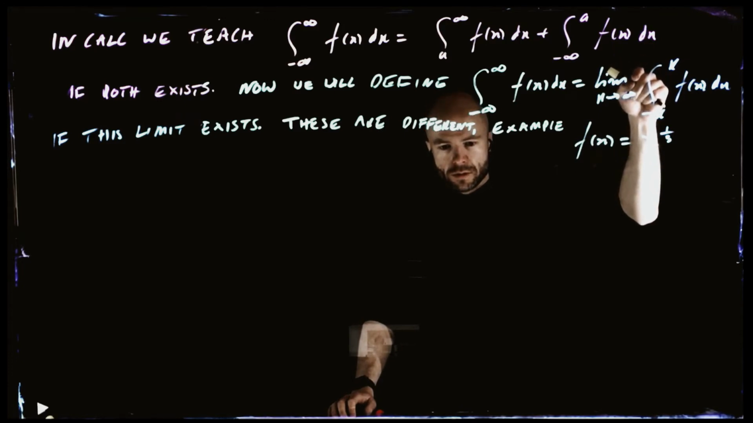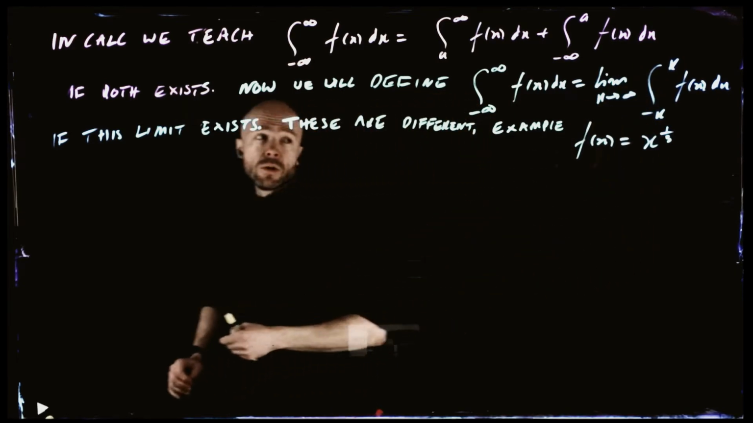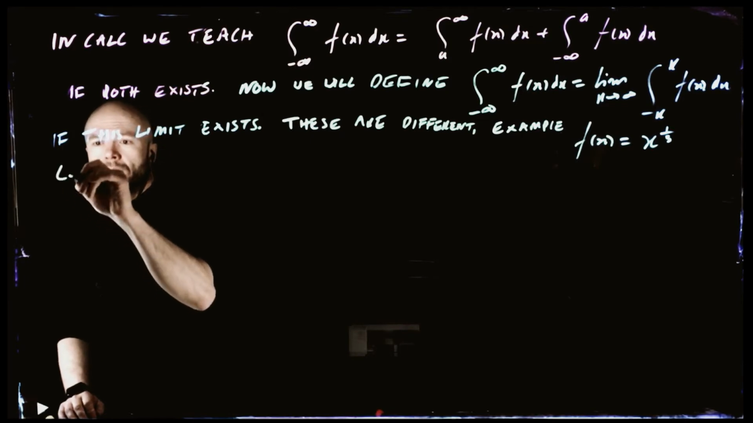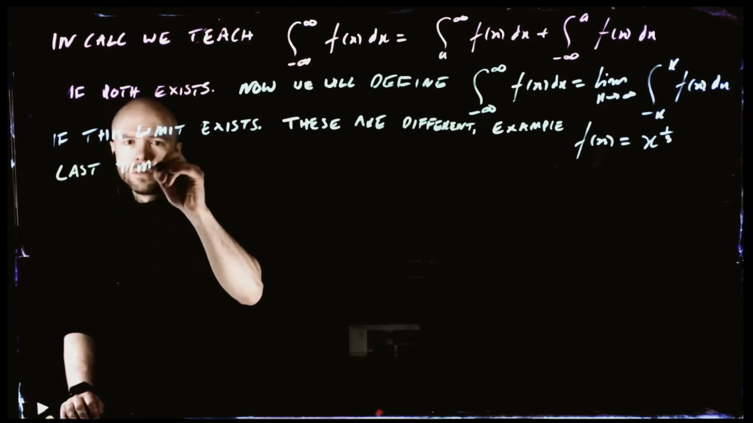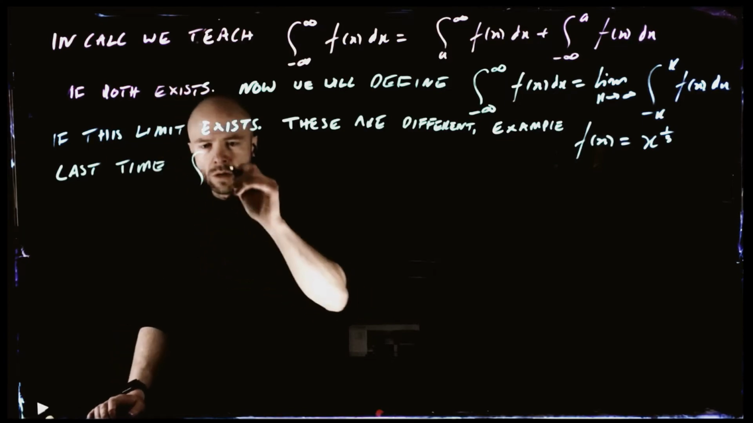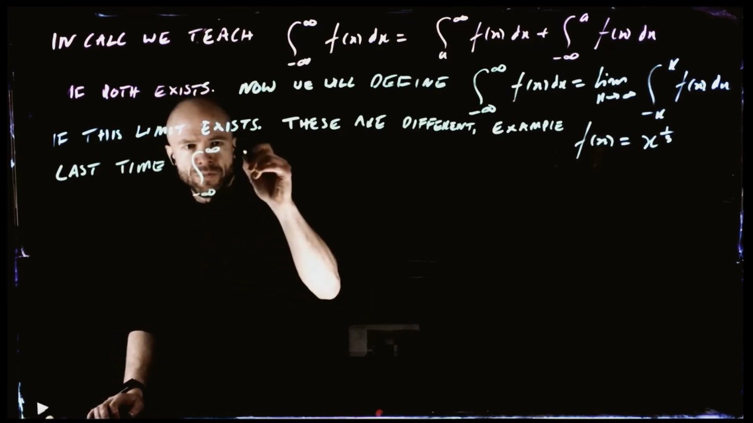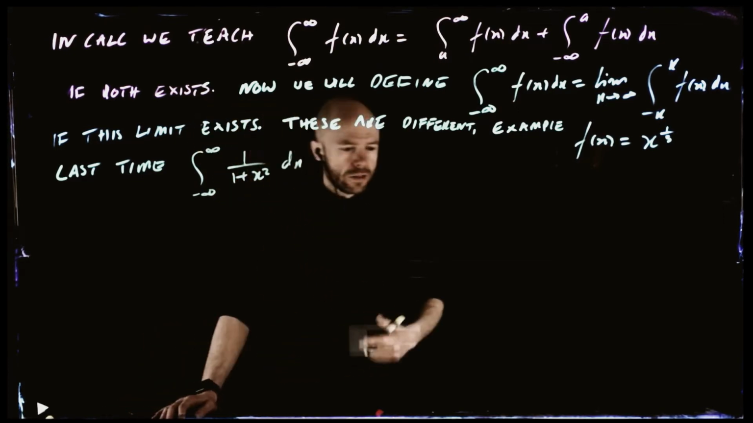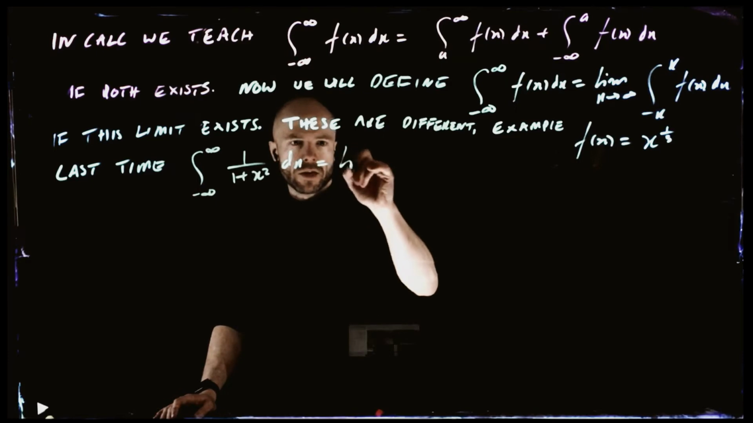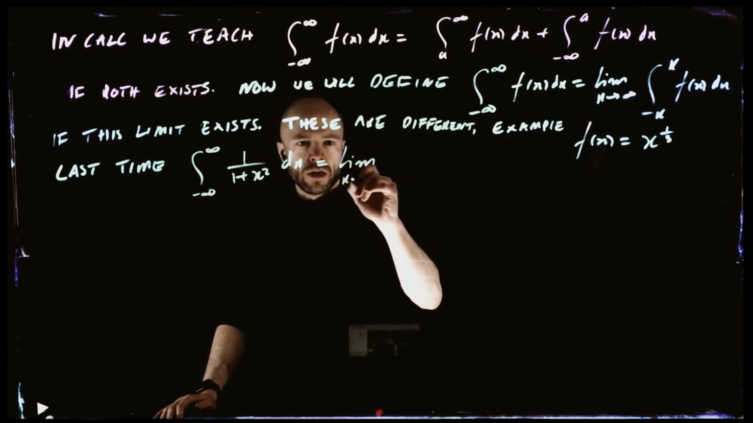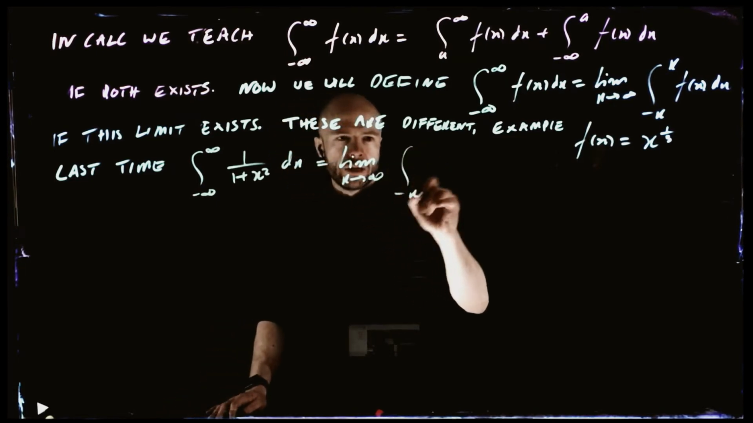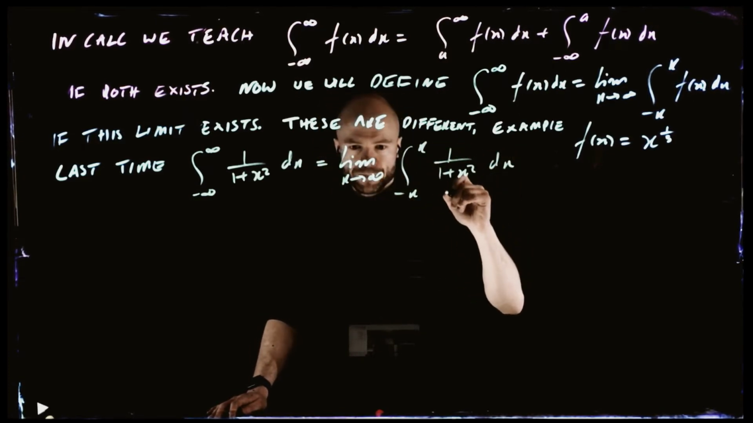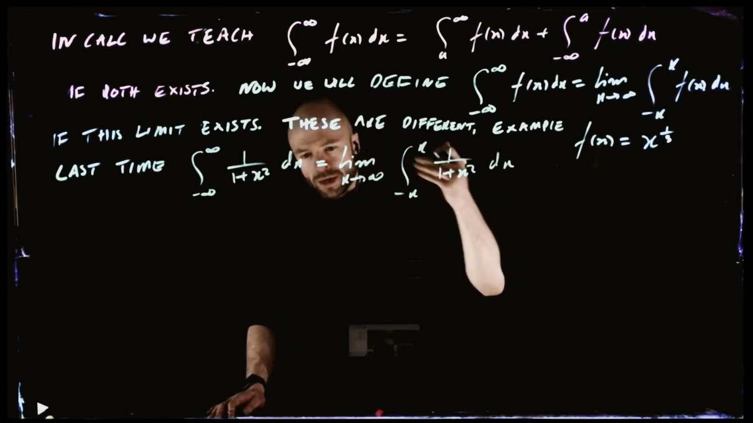Yeah? Good. All right, so what I did last time was this integral from minus infinity to infinity of 1 over 1 plus x squared. And I kind of skipped over this without saying it explicitly. I did this by saying, okay, this is the limit as r goes to infinity of the integral from minus r to r of 1 over 1 plus x squared dx. And then I showed that this thing has a limit, and that was the answer.